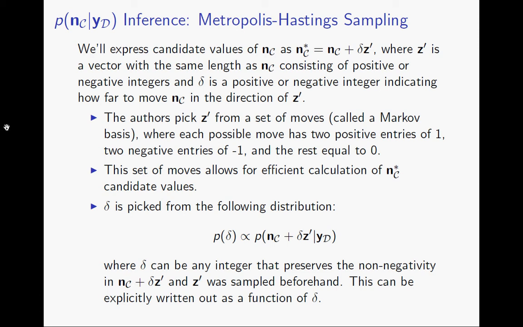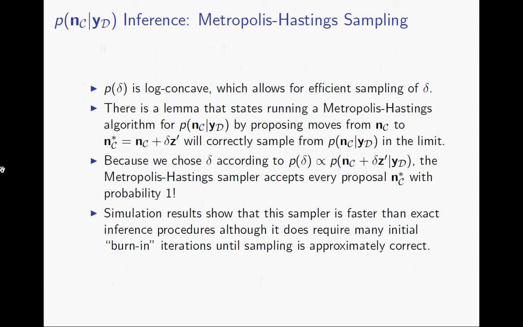This set of moves of Z prime allows for efficient calculation of a new set of tables, NC star. Now delta we pick from the following distribution right here, where delta can be any integer that preserves the non-negativity of the new proposal NC star, and we've already sampled Z prime from before. So you do Z prime first and then you do delta. We can write this out explicitly as a function of delta, because this looks exactly like a posterior distribution, but not for NC, but the shifted one.